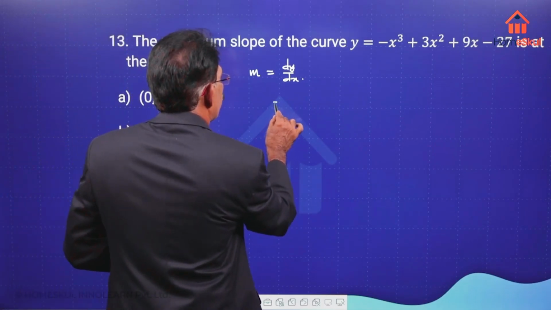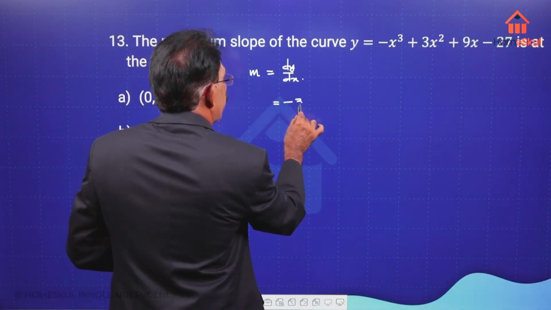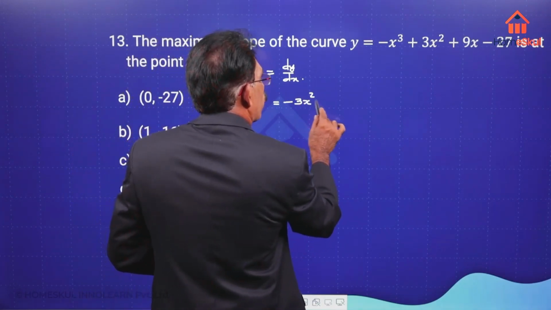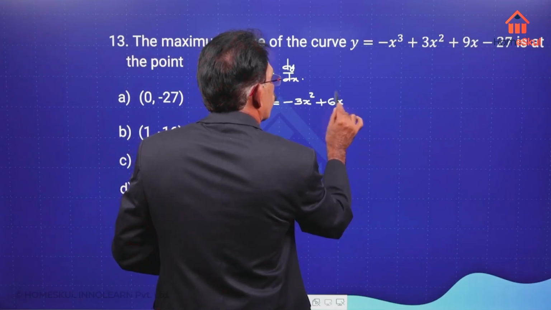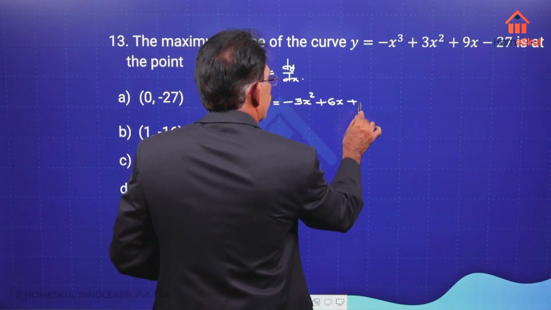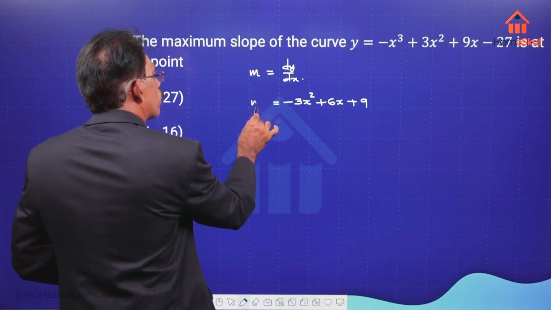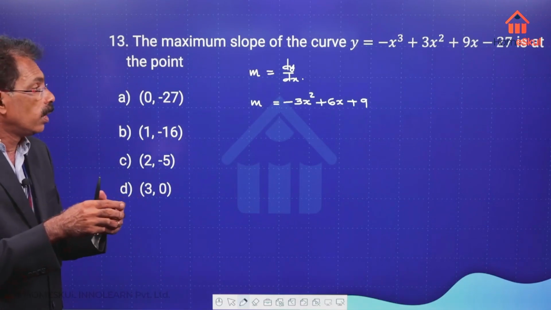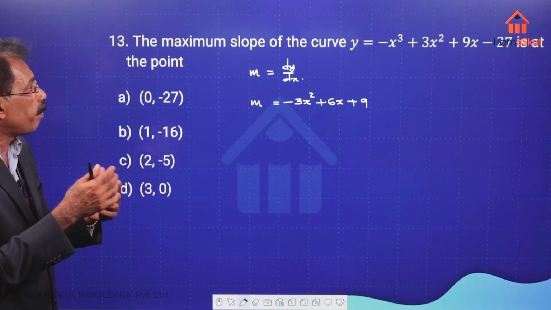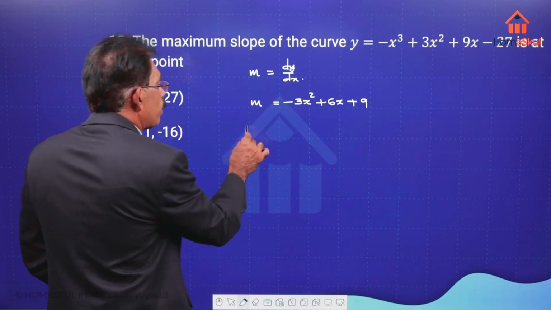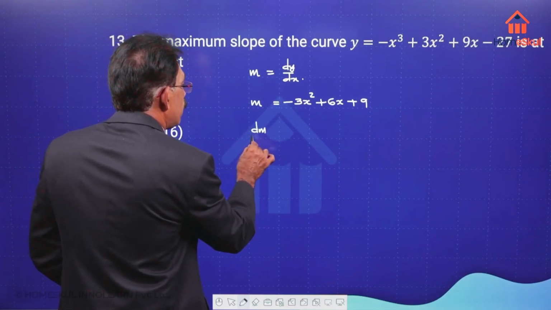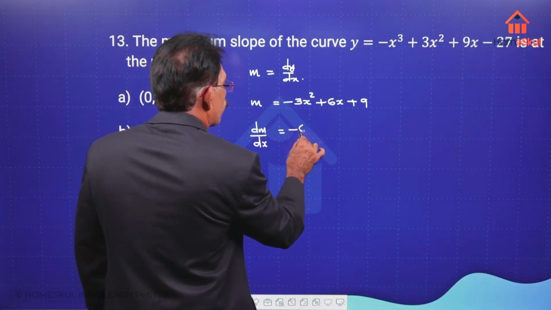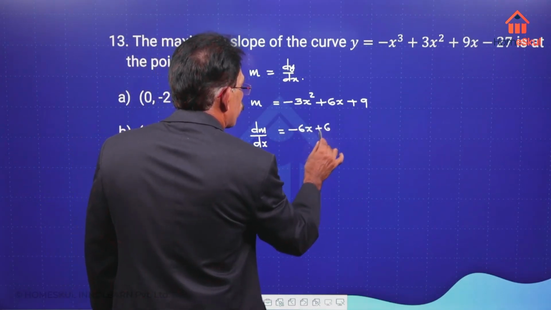That is equal to minus 3x square plus 6x plus 9. Isn't it? This is m. And then we go to find the maximum slope. How to find the maximum slope? dm by dx. dm by dx is equal to minus 6x plus 6.